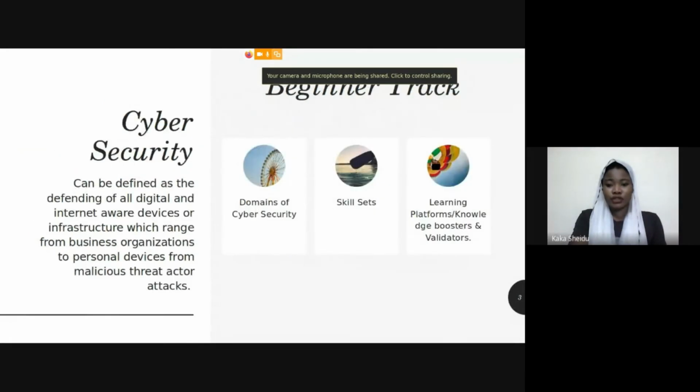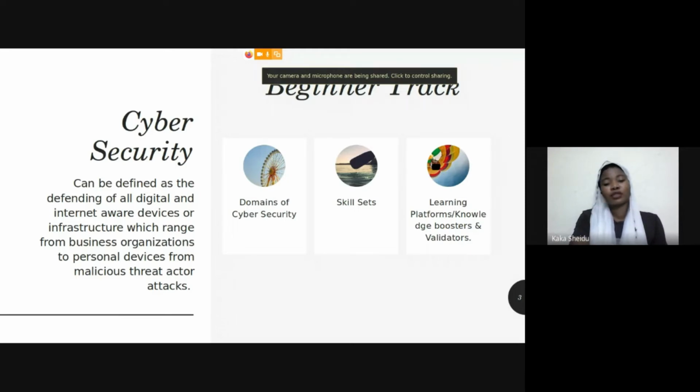Before we continue, on this beginner track we are going to discuss three things: the domains of cybersecurity, the skill sets required, or some skill sets that you're supposed to have, then learning platforms or knowledge boosters or validators.